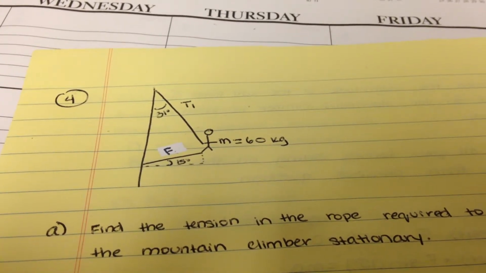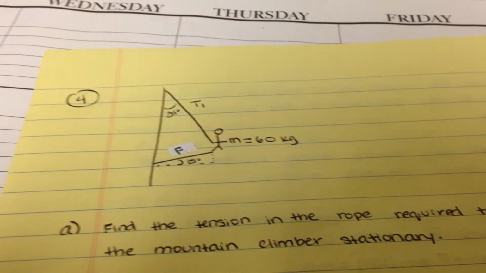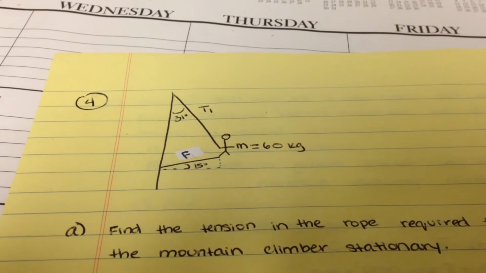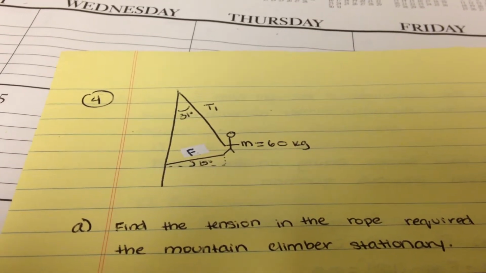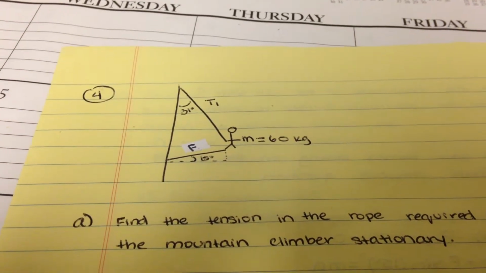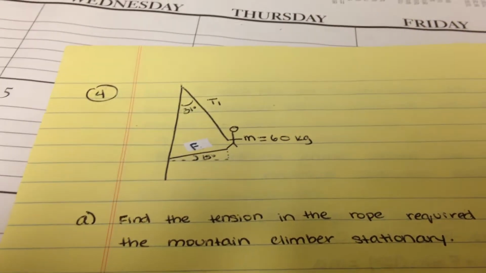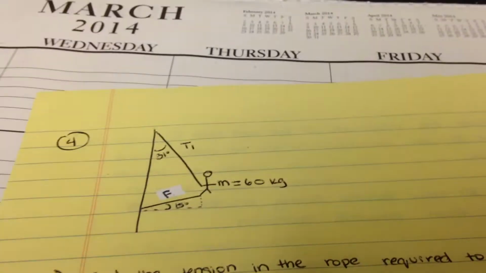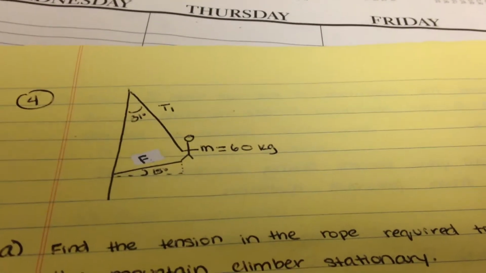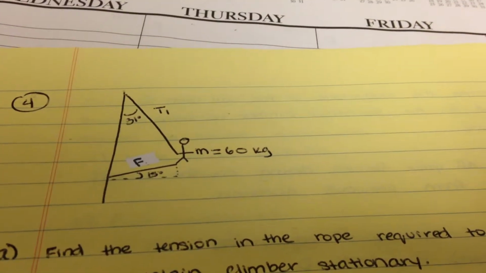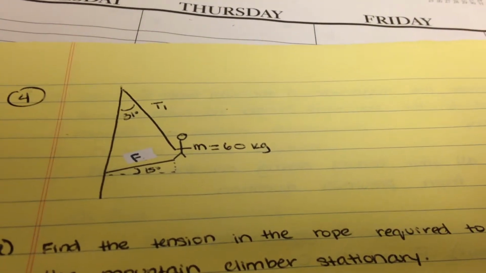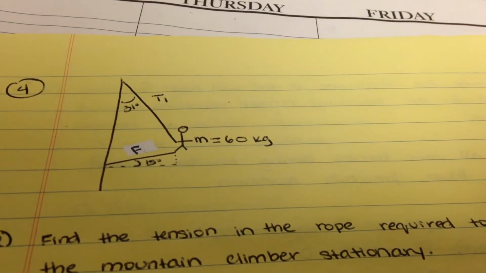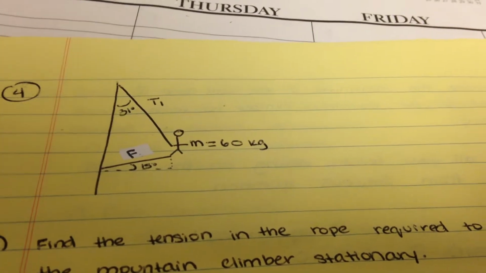This video is designed to be a tutorial to help solve problems given on the last test that people might have had a little trouble with. This problem specifically is problem 4, and it entails a mountain climber on the side of a cliff attached to a rope of unknown tension, and that mountain climber is exerting a force of unknown magnitude, and our job is to try to find the tension and the force given the mass of the mountain climber and the angles at which those forces occur.